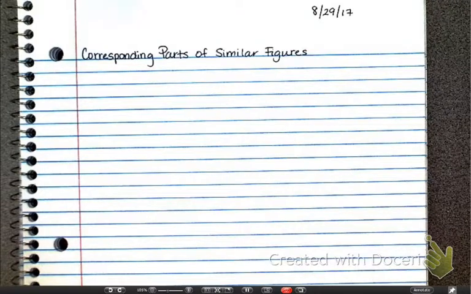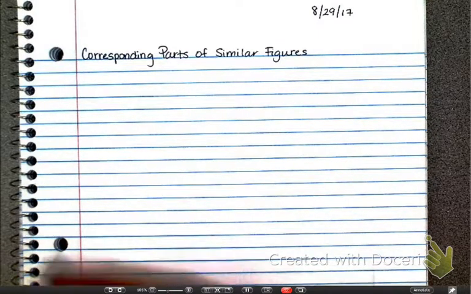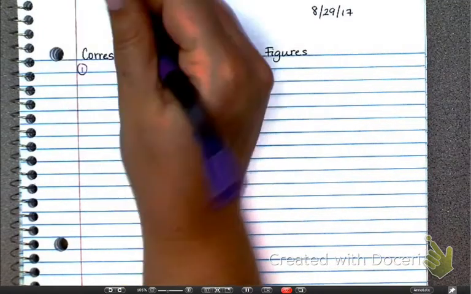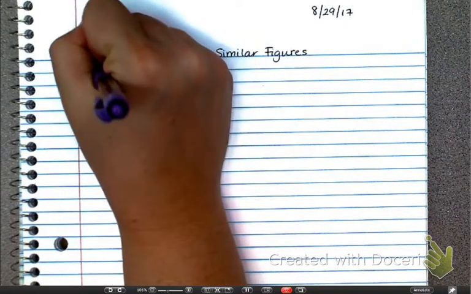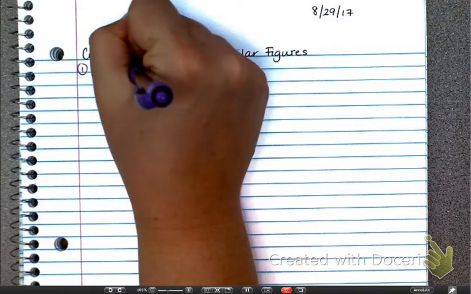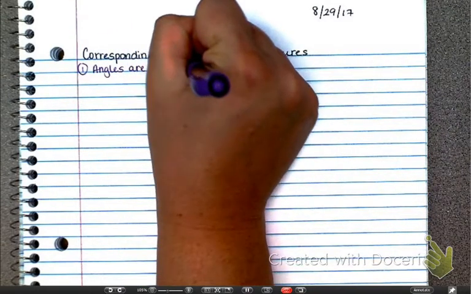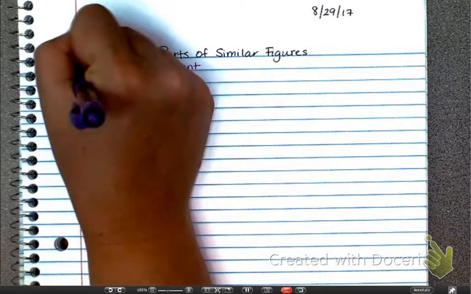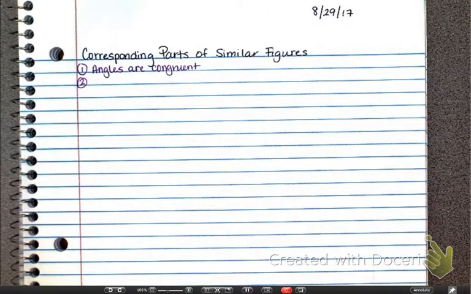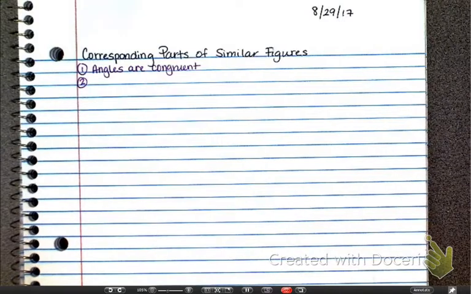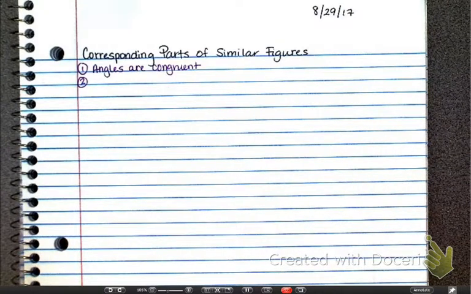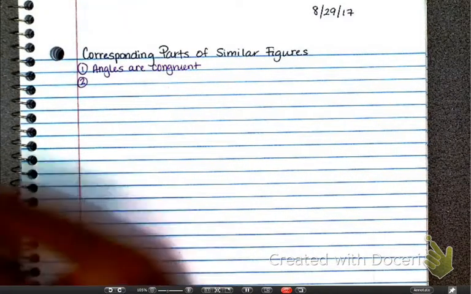All right, so corresponding parts of similar figures. When we talked about dilations the other day, there were two important things that we talked about. One was that the angle measures are congruent. And who remembers the second one? Angles are congruent and sides are proportional.